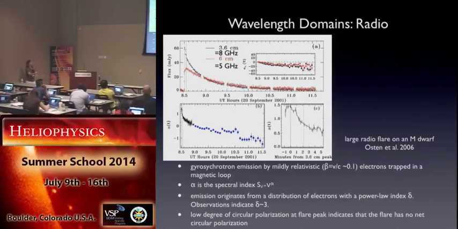And you can also measure the amount of circular polarization during this flare. These gyrosynchrotron flares from stars tend to be unpolarized. So if you interpret that in terms of a simple coronal loop that has some net polarity pointing up and pointing down, that just suggests that you're seeing complete cancellation of the polarization signature from the flaring loop.